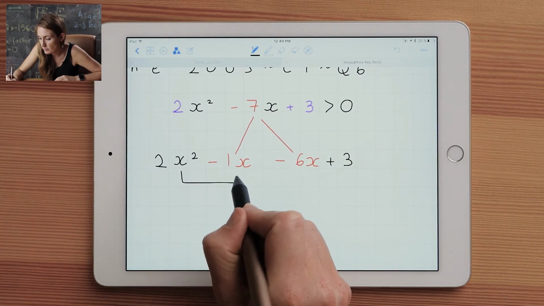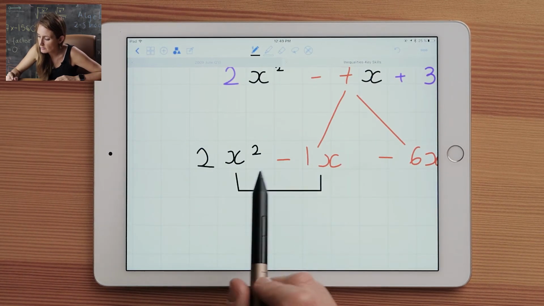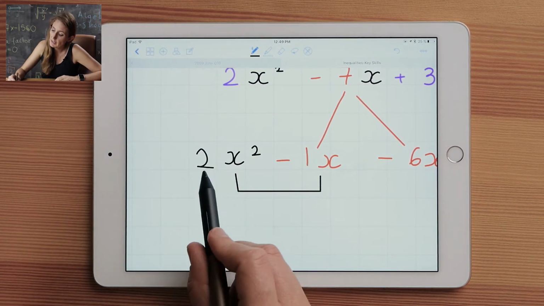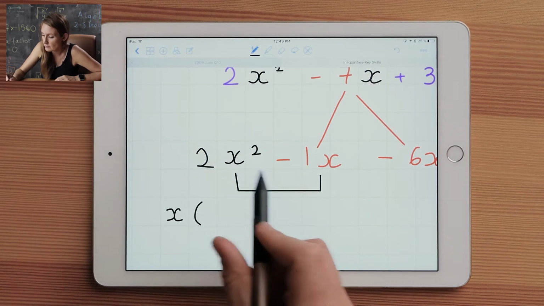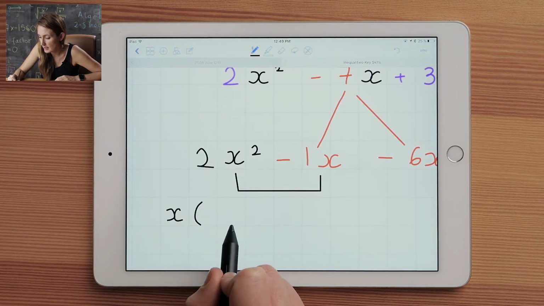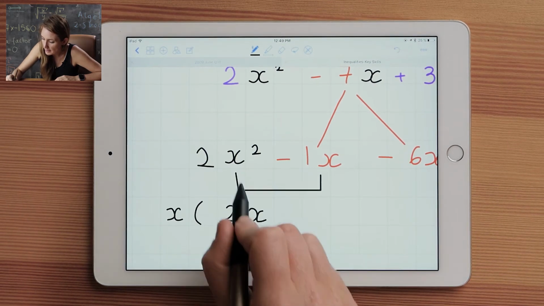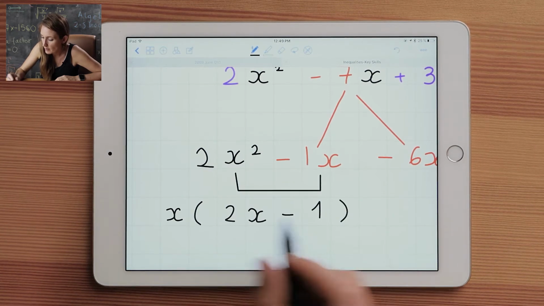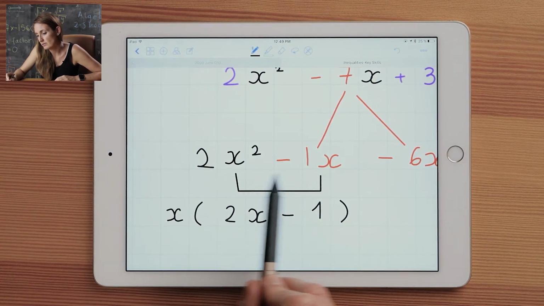You take the first two, so in our case the 2x squared and the minus 1x, and you take the highest common factor. That is, what can we take out of both of them? So we can't take anything out of 2 and 1, but we can take x from x squared and x. So if I take the x outside the bracket, then this here needs to be 2x, because x times x will give me my x squared. Here I've got my minus, and I need this to be 1, because x times minus 1 will give me minus 1x. So you factorize the first two here.